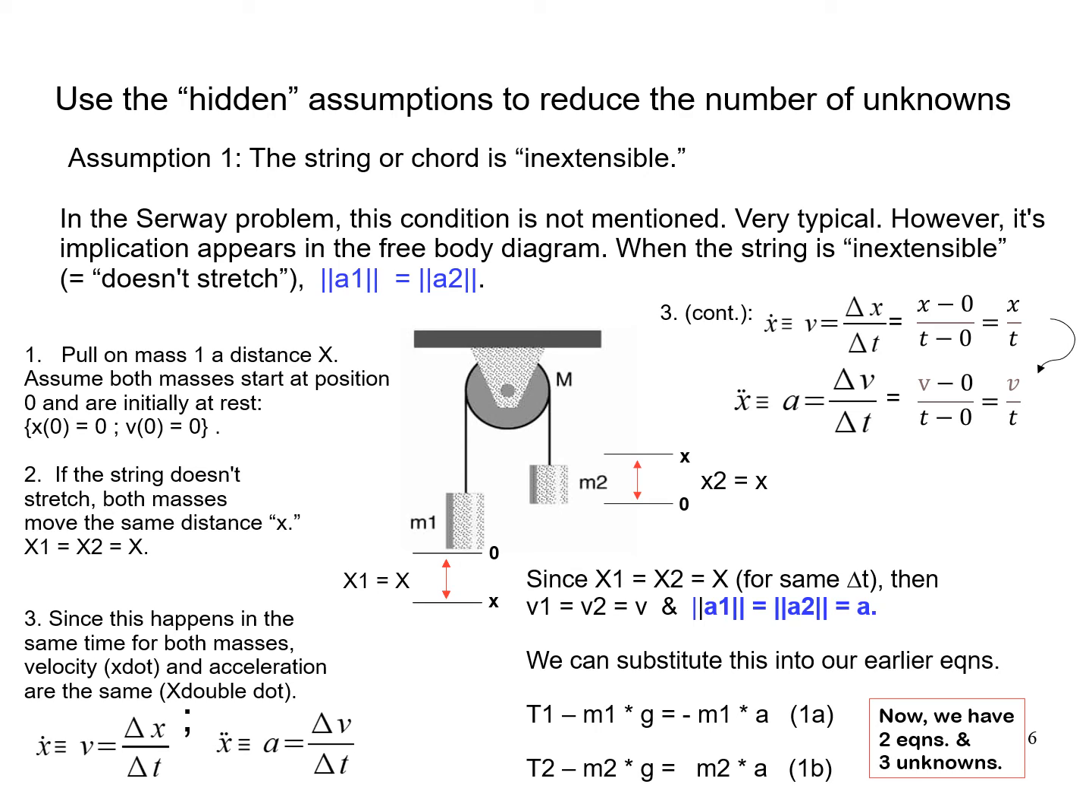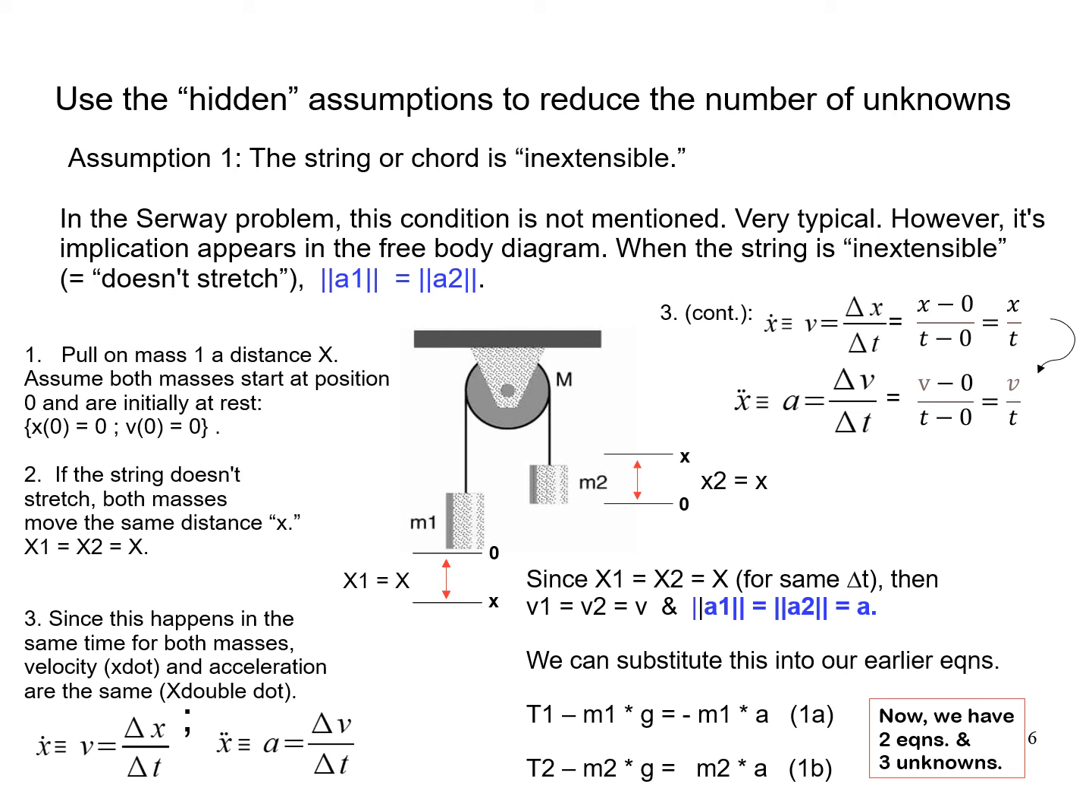Let's motivate this with a simple thought experiment. In this experiment, both masses start at position 0, and both masses are initially at rest. Now, we're going to pull M1 down a distance x. Since both masses are attached via a non-stretching string, they will both move a distance x. The directions of the displacement, and therefore the signs, are different. M1 moves down and M2 moves up, but the magnitudes are the same. That is, x1 equals x2 equals x.